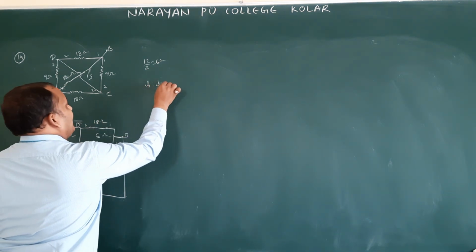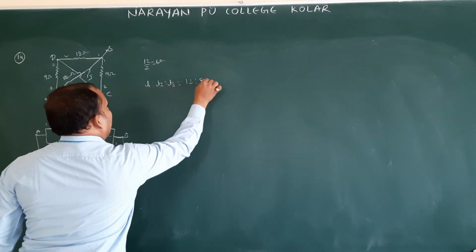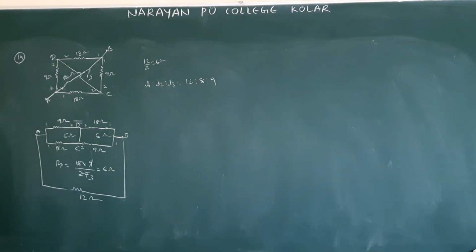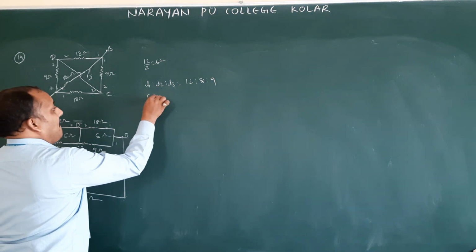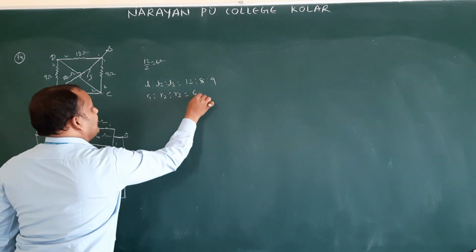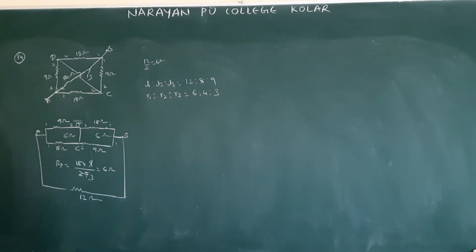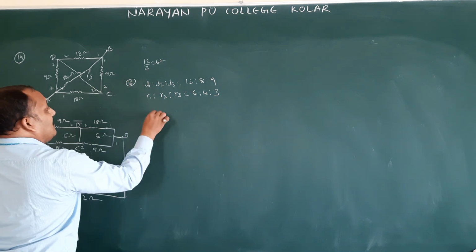Lengths L1 : L2 : L3 = 12 : 8 : 9. Next, they gave radii R1, R2, R3 = 6 : 4 : 3. So the radii are 6 : 4 : 3 and the lengths are 12 : 8 : 9. We need the ratio of currents passing through the wires, I1 : I2 : I3. They are connected in parallel. Question number 15: what is the current ratio?